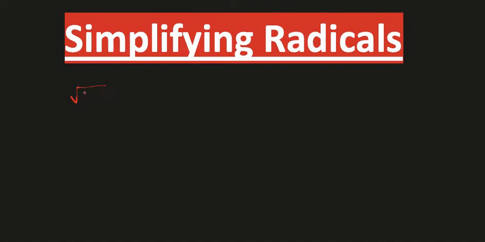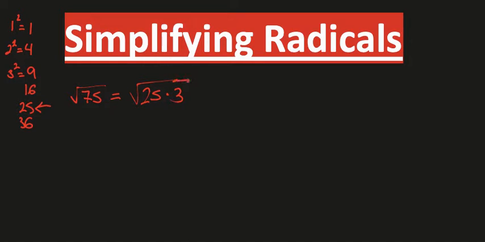We're going to start off with the square root of 75. The first way that I'm going to explain is you need to think of perfect squares that are factors of 75. So we have 1 squared, which is 1, 2 squared is 4, 3 squared is 9, and then we can keep going from there. We ask ourselves which one of these numbers is a factor of 75. If you said 25, you were right. 75 is 25 times 3.